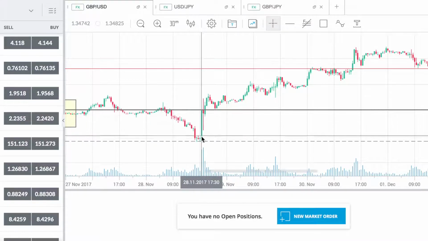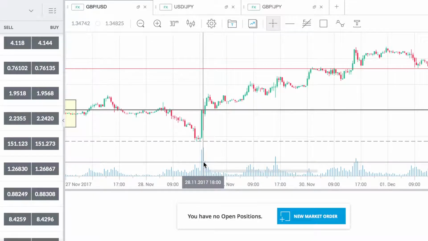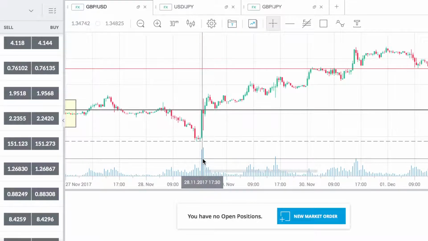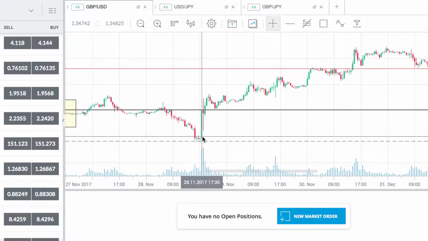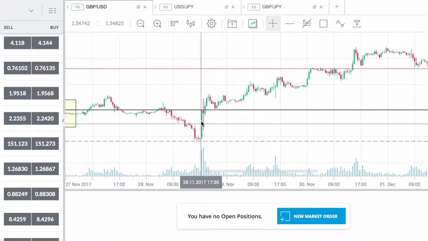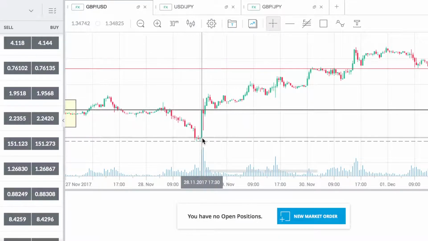So the 28th, this big spike here, you've got a load of volume, this spike here, so the 28th of November, okay, that was Tuesday. You've got volume here, so UK time evening, a big spike, okay.